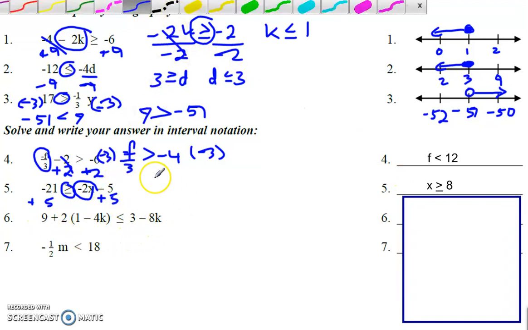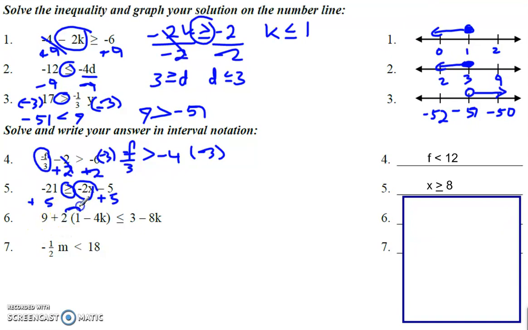Okay, 6. I want to look at that one because some of you were having trouble with this. So I have 9. I have to do distributive property. Don't add this first. Saw a couple of you doing that. Distributive property first. 2 times 1 is 2. So that gives me 9 plus 2. 2 times negative 4 is negative 8. K is less than or equal to 3 minus 8k.